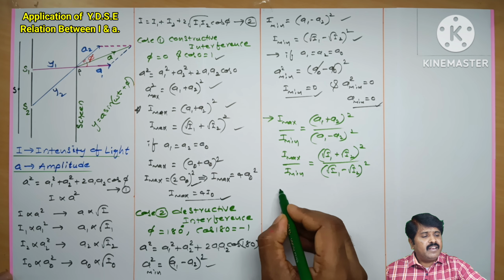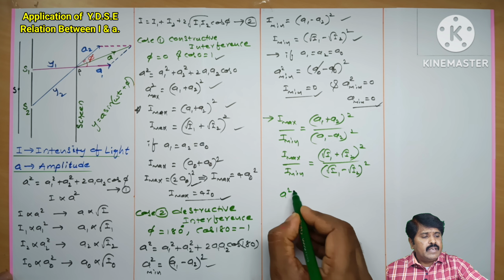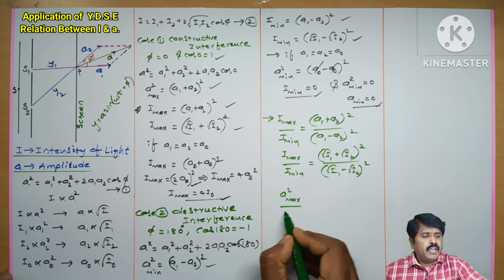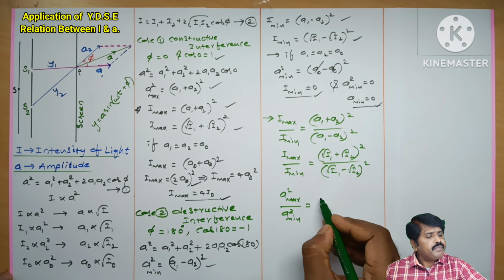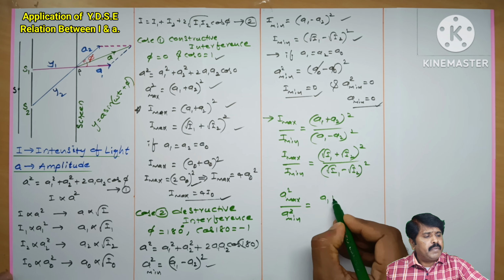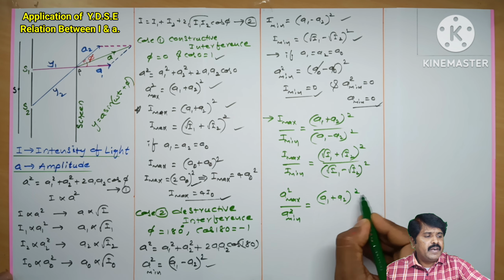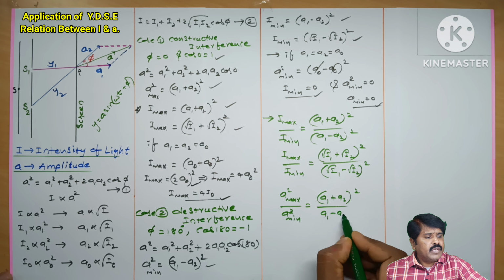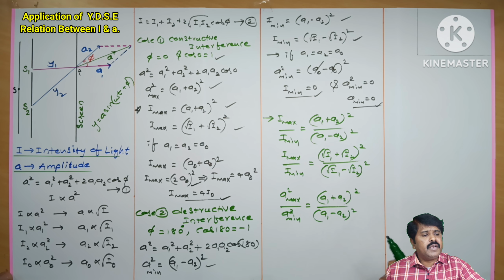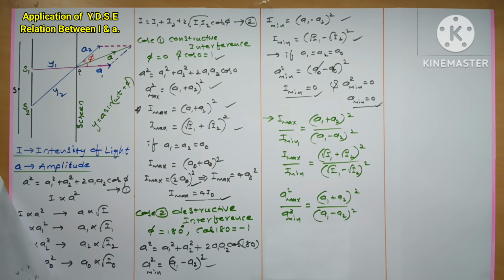and for amplitude we can also write a square maximum divided by a square minimum, which is equal to (a1 plus a2) whole square divided by, tell me student, (a1 minus a2) whole square. All are different equations I gave you clearly. Okay, and also the difference we can write there, continuation.